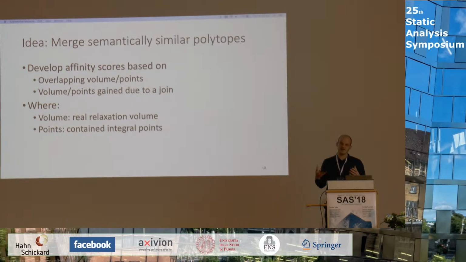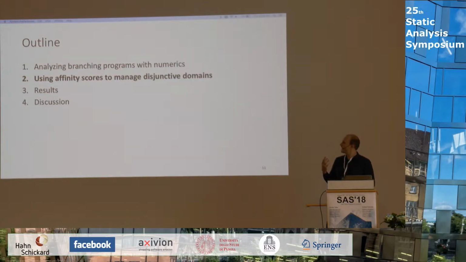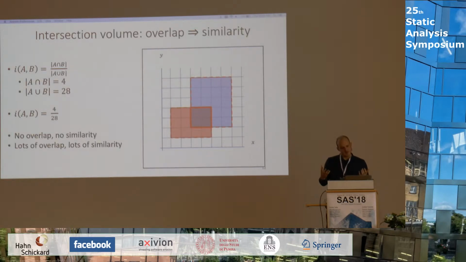And our affinity scores are going to tell us either sort of what is the overlapping volume of the 2 polytopes as we join them. So let's look at what that is. So one option, so let's think about the intersection volume between A and B. So imagine we have these 2 rectangles, and our affinity score is going to be, well, what is the proportion of the polytope where we have the intersection over the union.